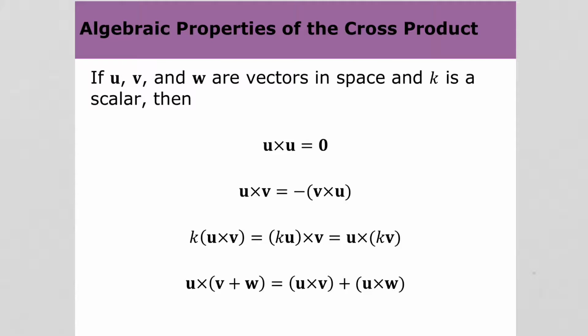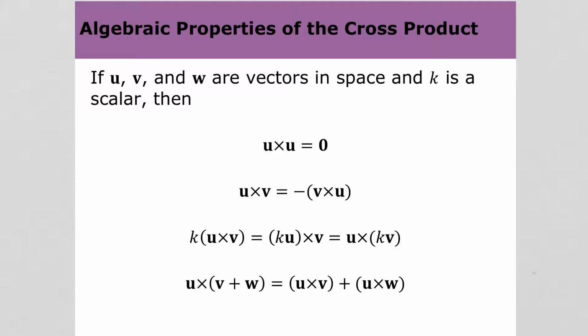The algebraic properties of the cross product: if you cross a vector by itself, you get the zero vector. u cross v is the same thing as negative v cross u. So the property isn't u cross v equals v cross u for cross product. It's negative v cross u. You can distribute, no, it's not really distributed, is it?